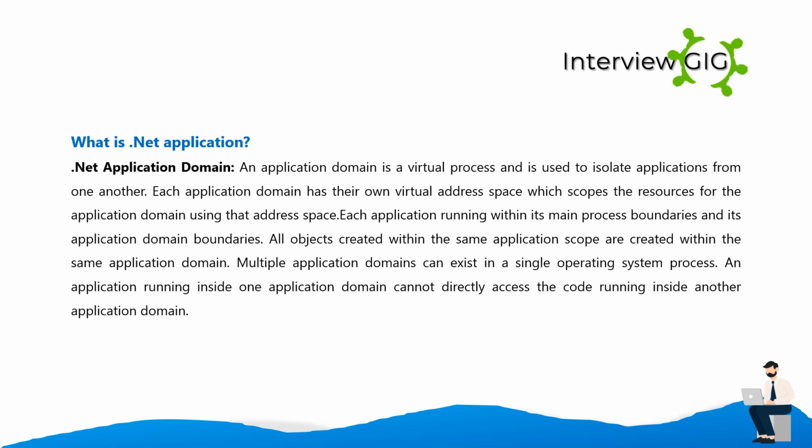An application domain is a virtual process and is used to isolate applications from one another. Each application domain has its own virtual address space, which scopes the resources for the application domain using that address space. Each application runs within its main process boundaries and its application domain boundaries.